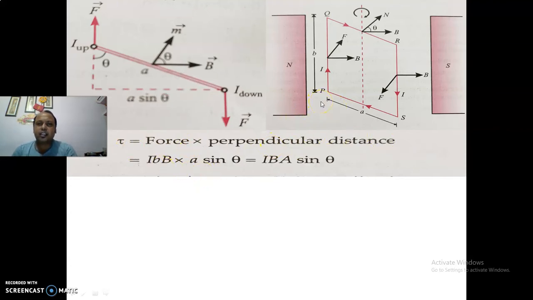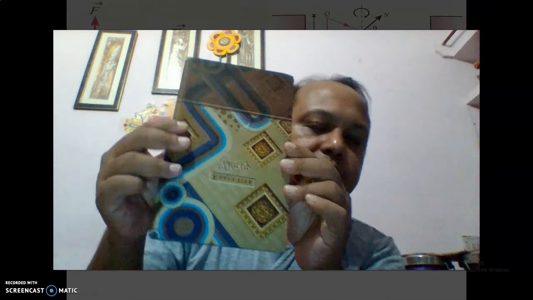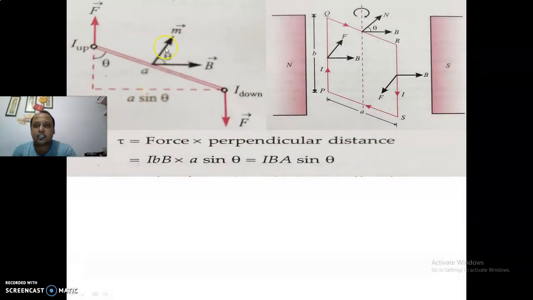Now to understand the perpendicular distance, let me demonstrate this again. Suppose we consider this rectangular coil. One force is acting in this direction, another force is acting in this direction, because of which this will rotate like this. So if I see the top view, one force will be acting in this direction, another force will be acting in this direction. That top view is what we have considered here.